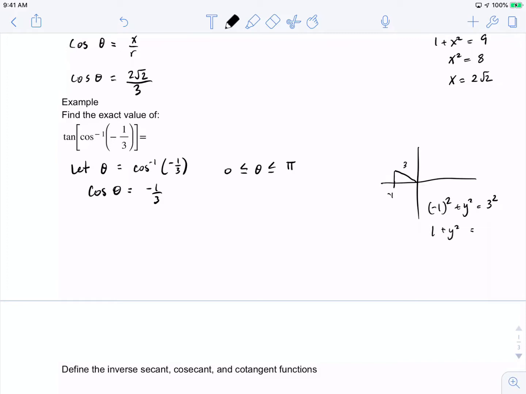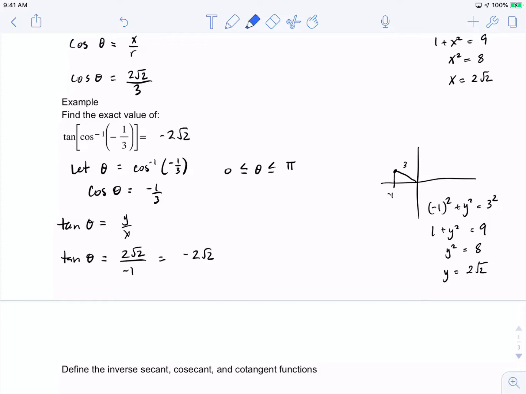So 1 plus y squared is equal to 9, y squared is equal to 8, so y is equal to 2 radical 2. And again, it's positive because it's above the x-axis. Now that we have that, we know that tangent theta is equal to y over x. So tangent theta is going to be our y, 2 radical 2, over our x, which was a negative 1. That tells us it's going to be negative 2 radical 2. And so the answer to our problem is negative 2 radical 2.